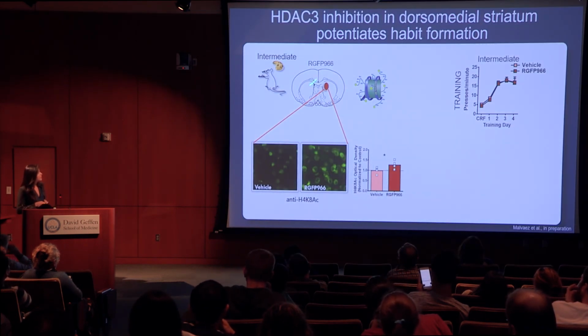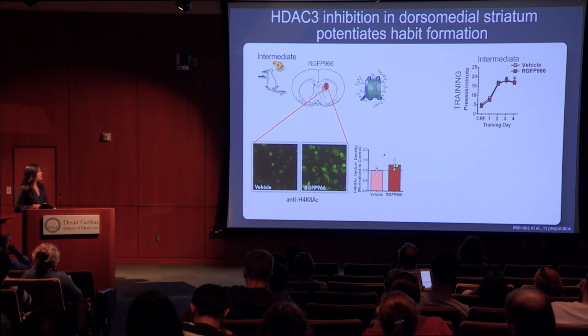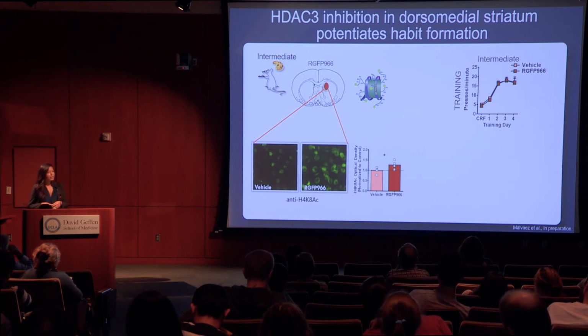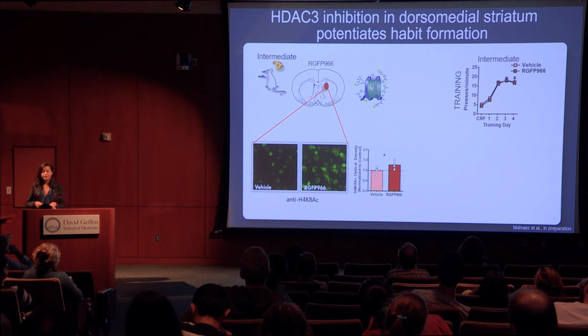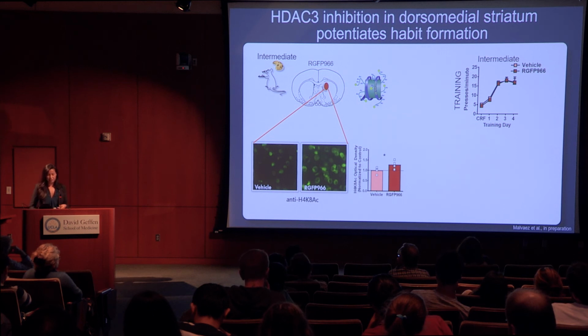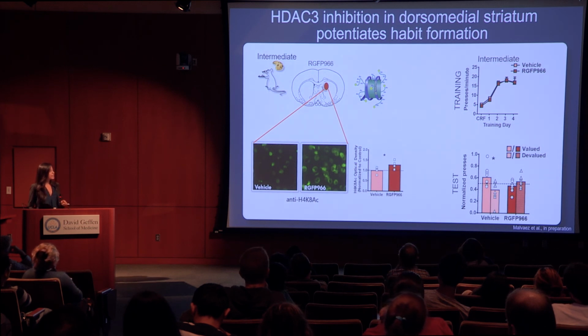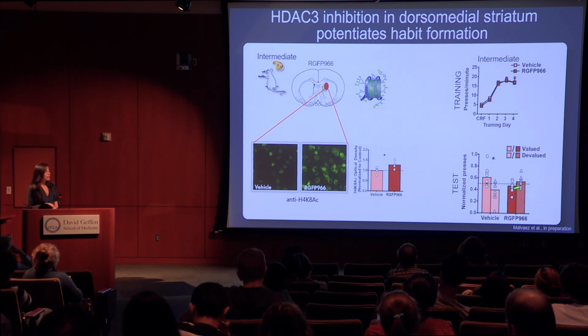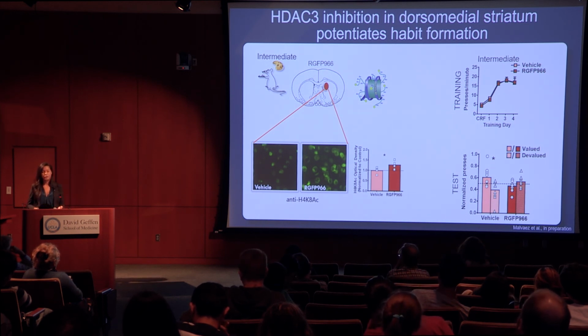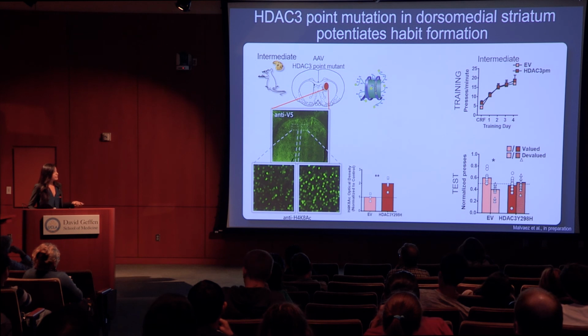So again, exact same thing, but in the dorsal medial striatum, we inhibited HDAC3 and got this increase in histone acetylation. And so given that the dorsal medial striatum is required for goal-directed behavior, one might predict that goal-directed behavior would be enhanced. But what we actually saw was that those animals are also showing insensitivity to outcome devaluation. So they're also becoming habitual at a faster rate, even though this is the dorsal medial striatum. And we repeated this again with the HDAC3 point mutant, and we saw the exact same thing.